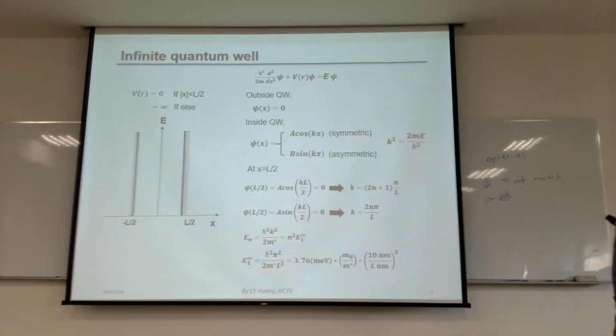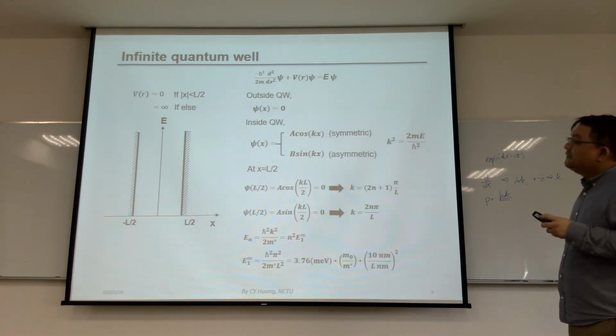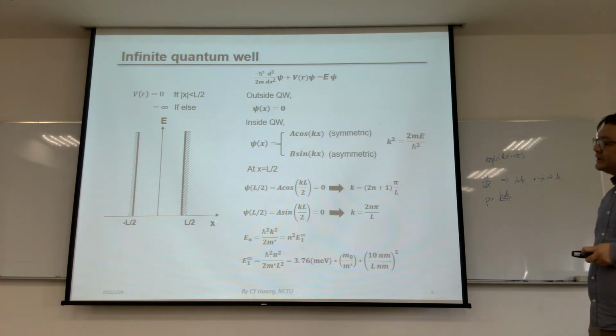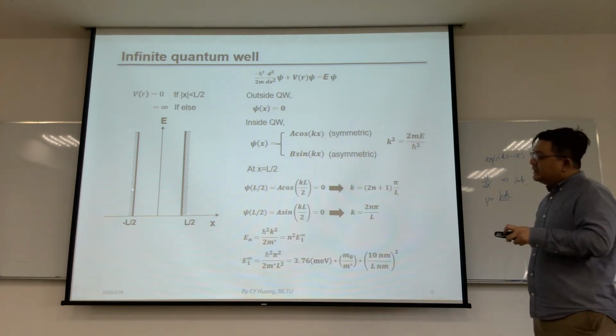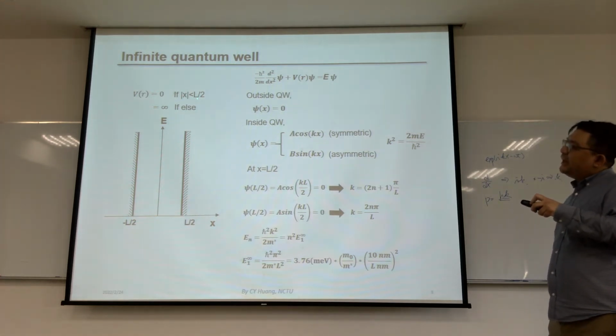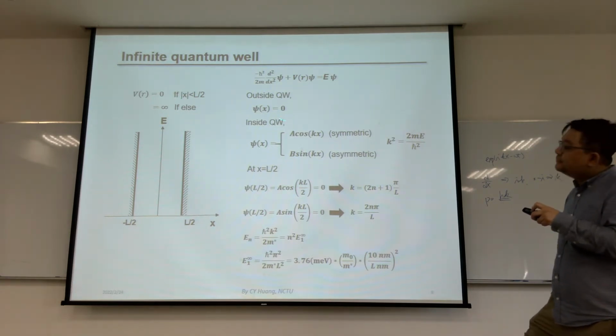So this is the most common case of the Schrodinger equation, the infinite quantum well. Infinite quantum well means that with a certain length, we call the length L, it goes from minus L divided by 2 to plus L divided by 2. Then V of x is 0 in this region, where the absolute value of x is less than L over 2.